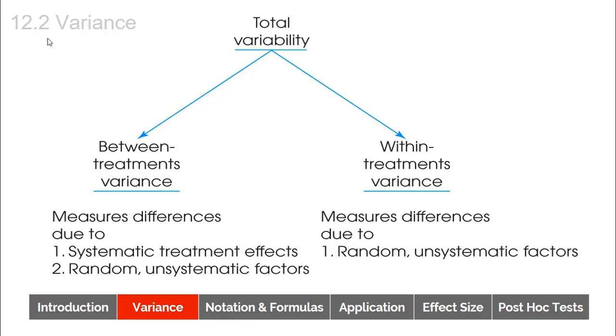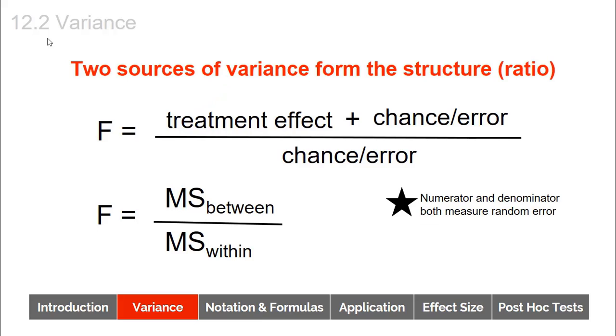Within treatments variance only measures random unsystematic variance. It's that weird variance that just happens when you have different people in a study. Because everybody in each individual group is getting the same treatment, the only thing that you can attribute any differences to would be this random unsystematic stuff. So we have total variability, again, broken down into between treatments variance and within treatments variance.